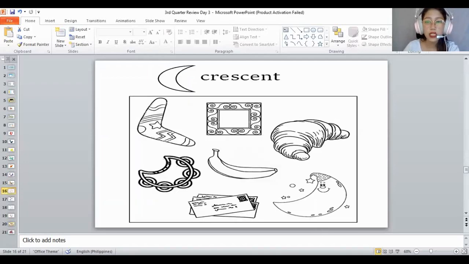Next one. What shape is this? It's a crescent. And we need to use the color white for the crescent. You cannot see the color white on the screen because it appears white. This is the color white: the banana, the bread, and also this one, the tambourine. And the moon, what shape is this? A crescent shape. And what's the color? It's color white. You need to color it using the color white also.